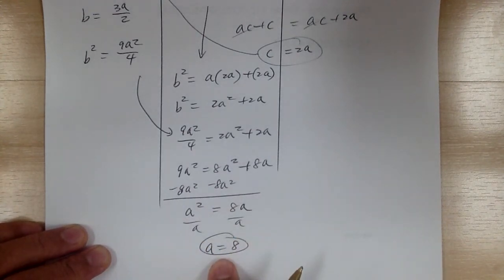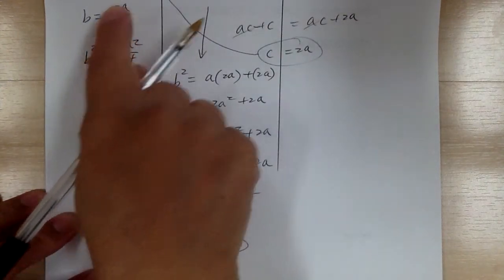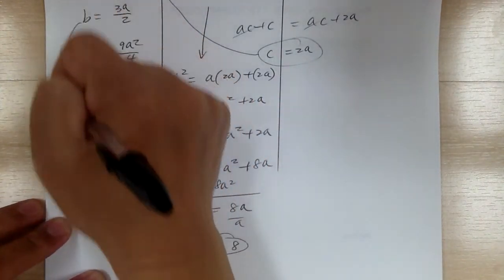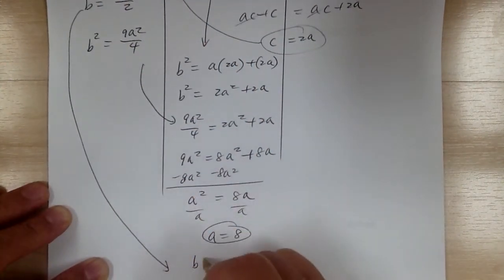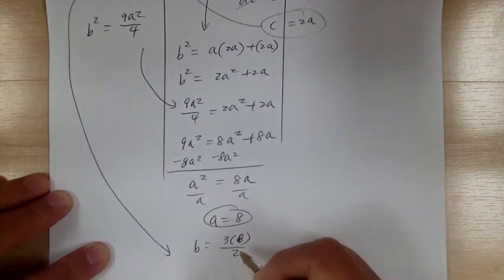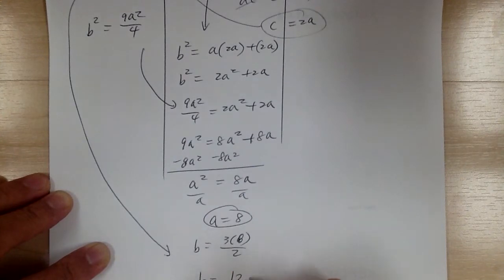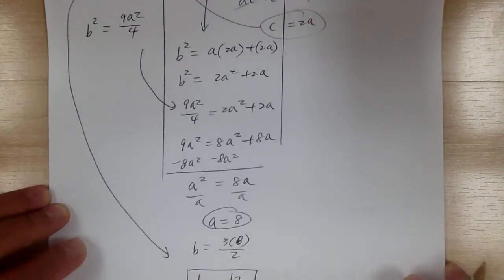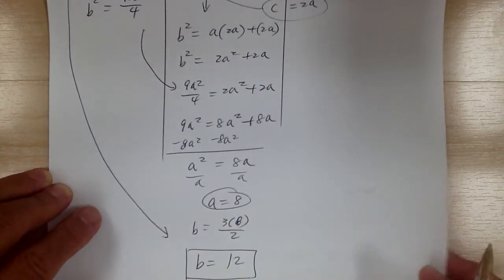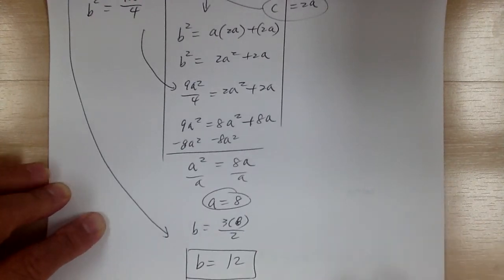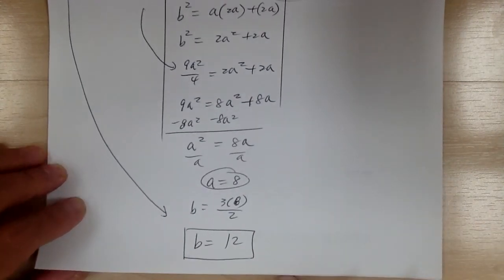Now once I find A equals 8, I can come over here to find B. So B equals 3 times A over 2, so B equals 12. Again, this is just standard algebra, solving three equations. Let's go to the next one.